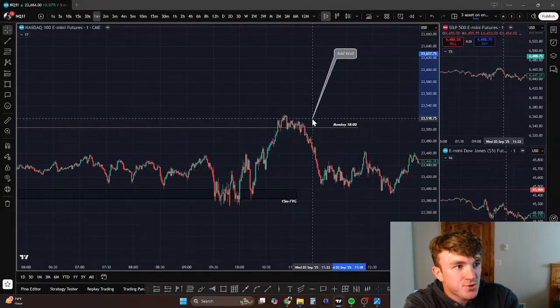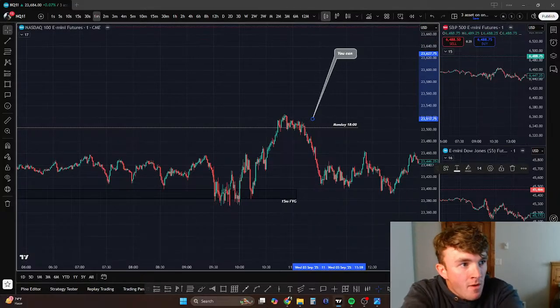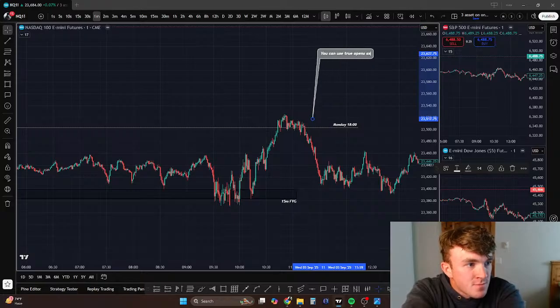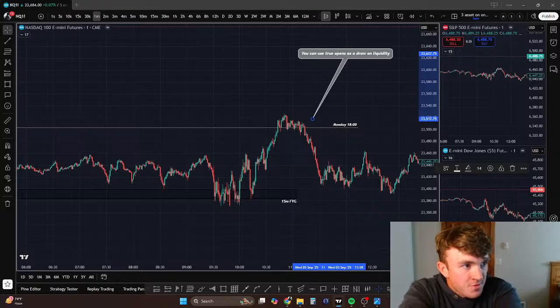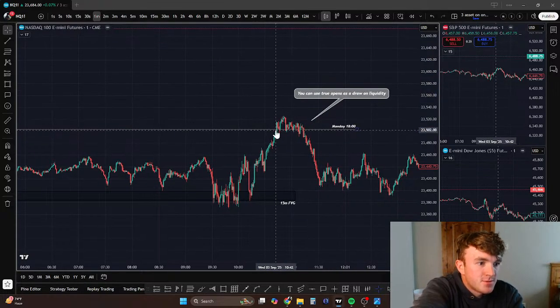So yeah, you can use true opens as a draw on liquidity. This was on Wednesday. I'm going to draw back up there.